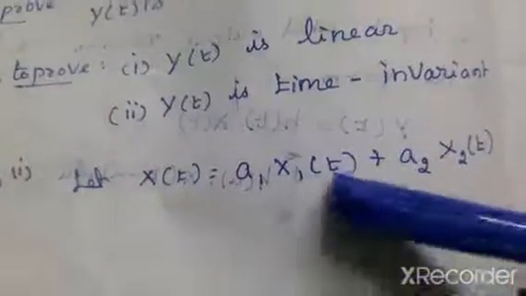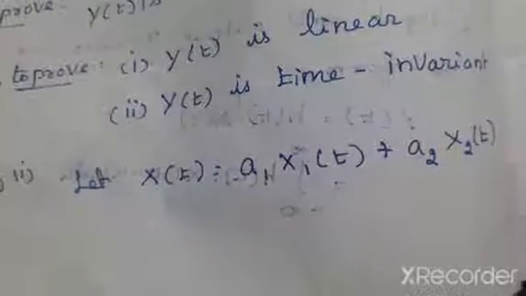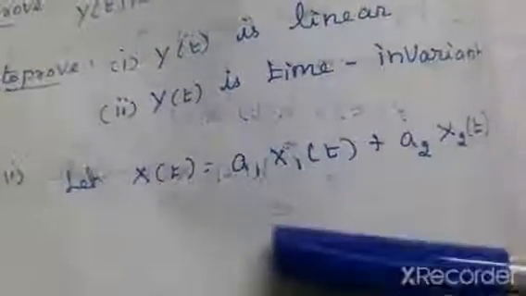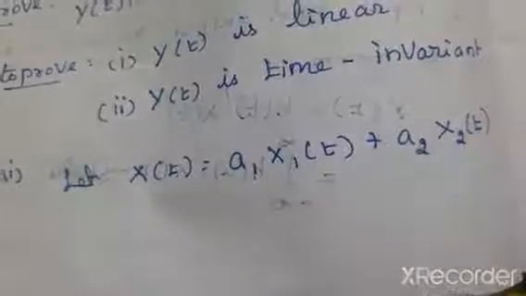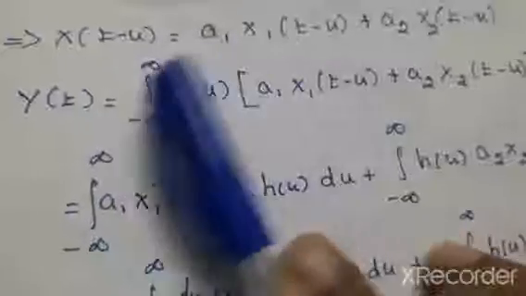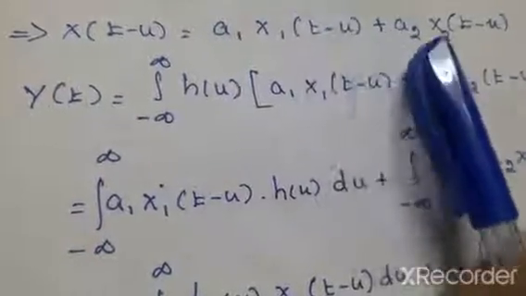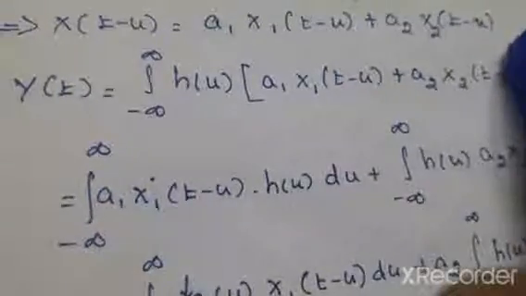Proof: x of t equal to a1 x1 of t plus a2 x2 of t. Now x of t minus u, so the equation becomes x of t minus u equal to a1 x1 of t minus u plus a2 x2 of t minus u.